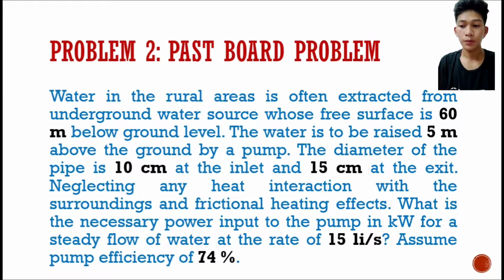For problem number 2, water in the rural areas is often extracted from an underground water source whose free surface is 60 meters below ground level. The water is to be raised 5 meters above the ground by a pump. The diameter of the pipe is 10 cm at the inlet and 15 cm at the exit, neglecting any heat interaction with the surroundings and frictional heating effect. What is the necessary power input of the pump in kilowatts for a steady flow of water at the rate of 15 liters per second, assuming a pump efficiency of 74%.